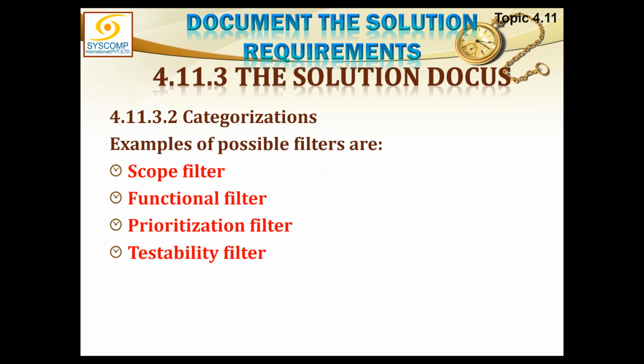Some examples of the possible filters: scope filter, functional filter, prioritization filter, testability filter. If something does not clear the scope filter, it will not move ahead. Functional requirements filter: if the basic functional requirements are not fulfilled and something is in addition to that, that would be stopped. Something is of very low priority which we have already rejected and we do not encourage that level of prioritization to come here, that will also be rejected, and so on.